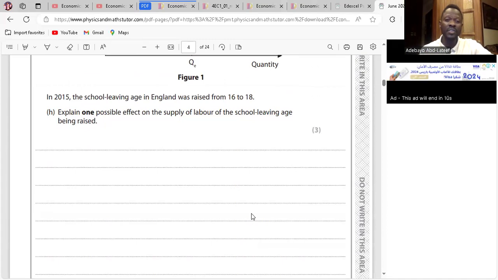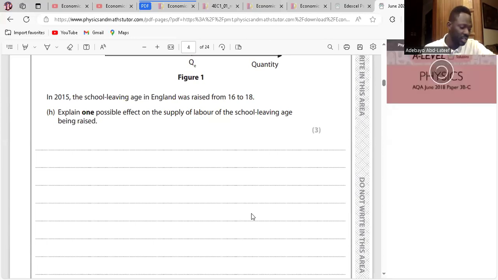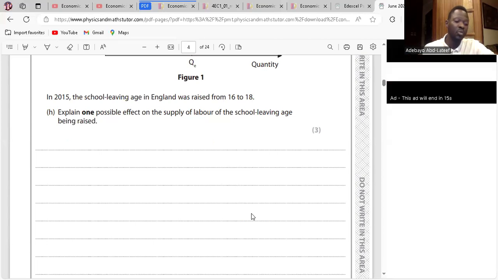In 2015, the school leaving age in England was raised from 16 to 18. Explain one possible effect on the supply of labor of the school leaving age. First, what is supply of labor? Supply of labor is the number of workers making themselves available for a job at a given wage rate. So an increase in the school leaving age means it will take longer before people in England are able to work. Only people over 18 years could contribute to the supply of labor. Is it clear?